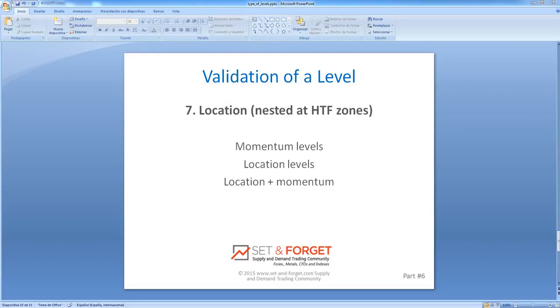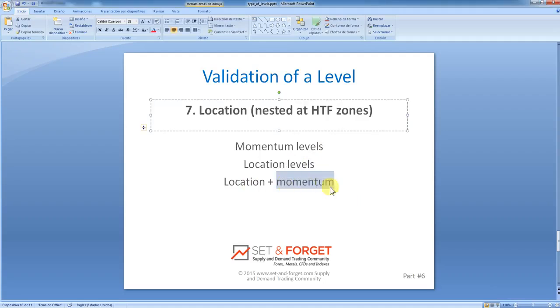Let's talk about another parameter we need to take into consideration when assessing the quality of a level, and this is a very important one. It is the location of a level. We have three parameters, three scenarios we need to learn and understand fully in order to assess the quality of levels that are located within higher time frame areas of supply and demand, nested levels, we call them nested levels. So we have momentum levels, location levels, and location plus momentum levels.